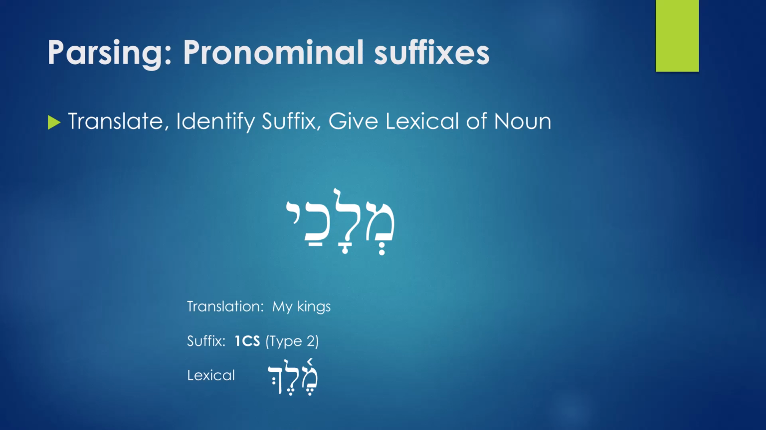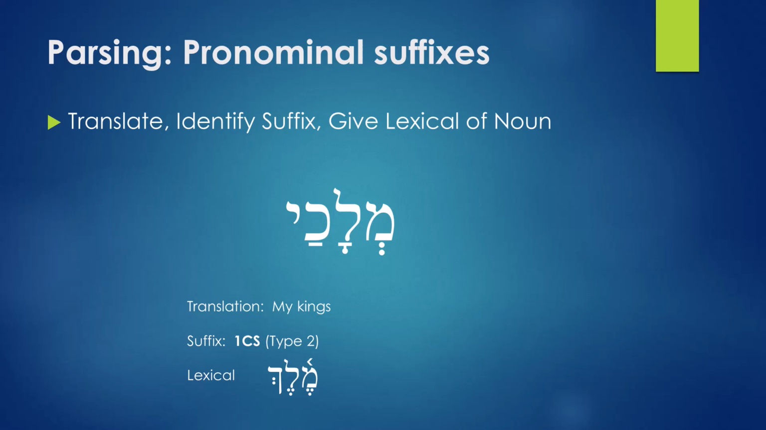The first word is melachai. That I is telling you that this is coming from the first person common singular. And because it's patach yod, that is telling you this is type 2. So I want you to also show if it's type 1 or type 2. Type 1 would be melki, meaning my king. But type 2 has melachai, which means my kings. Remember, type 2 is plural.